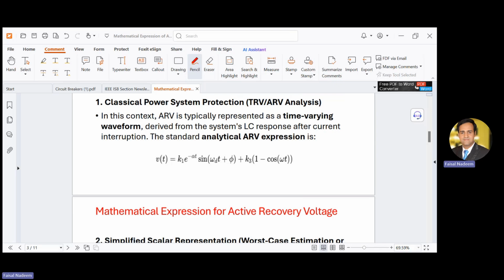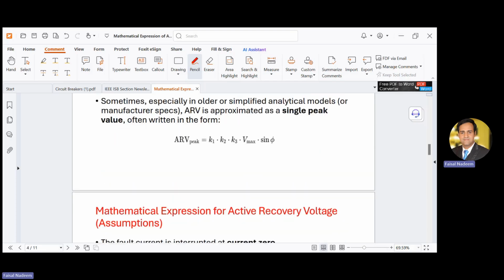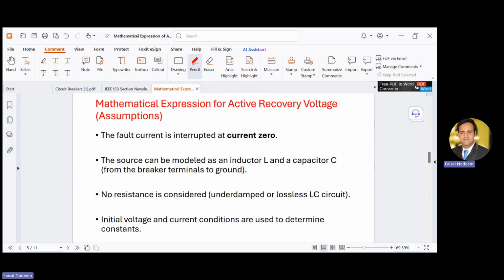First, we will discuss the mathematical expression of active recovery voltage for the classical power system model and derive an equation for it. While deriving an equation for active recovery voltage, we will keep some assumptions in mind. The first assumption is that the fault current is interrupted at current zero.